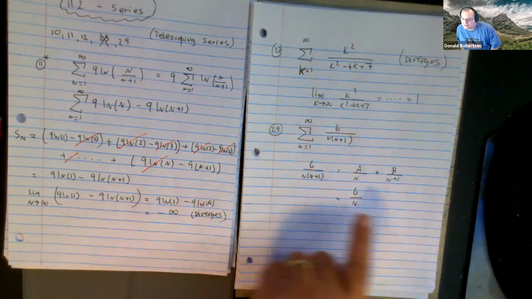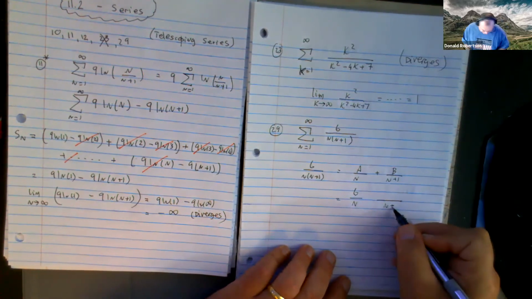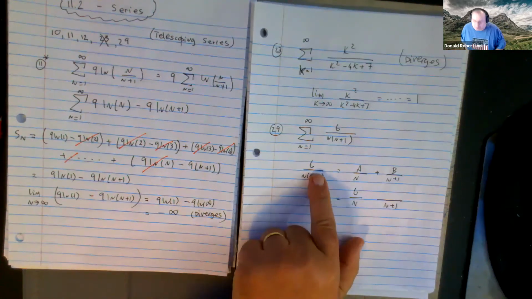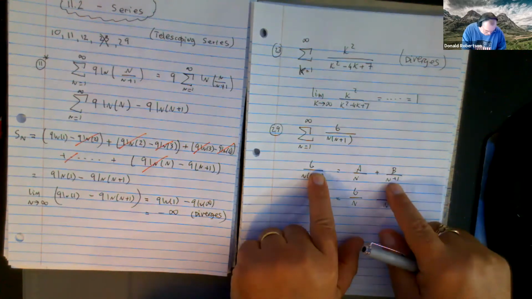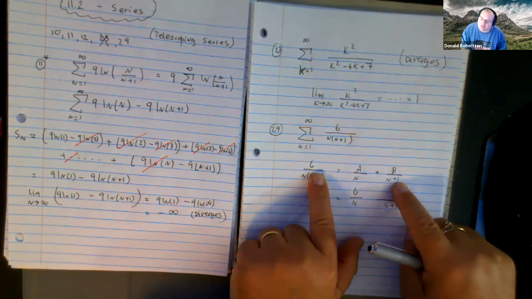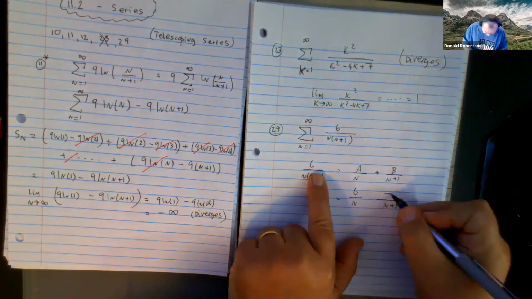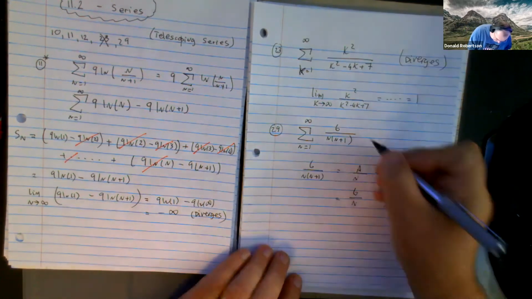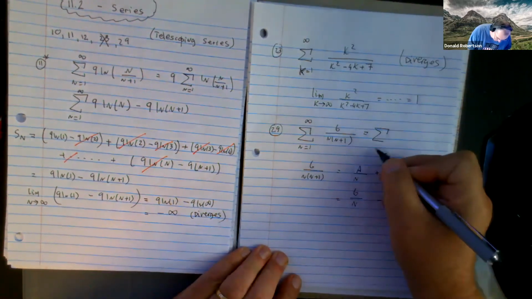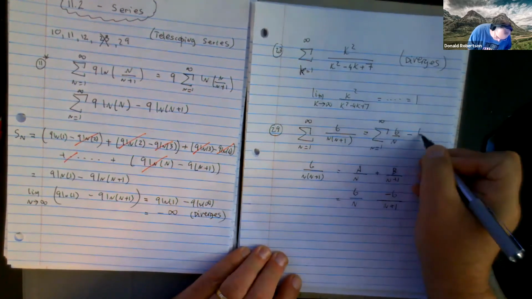Now let's look at the second term, the N plus 1 term. You cover up the N plus 1. You then use the value of N that makes N plus 1 equal 0. The number that makes N plus 1 equal 0 is -1. You plug -1 into the fraction that's left and you get -6. There's your guy. This fella is 6 over N, take away 6 over N plus 1.